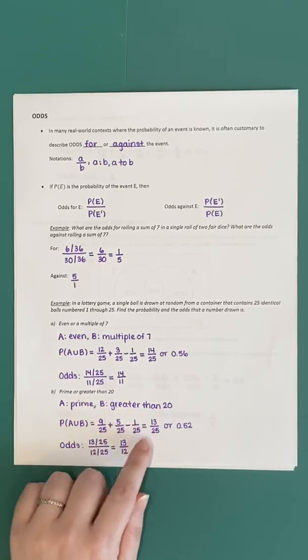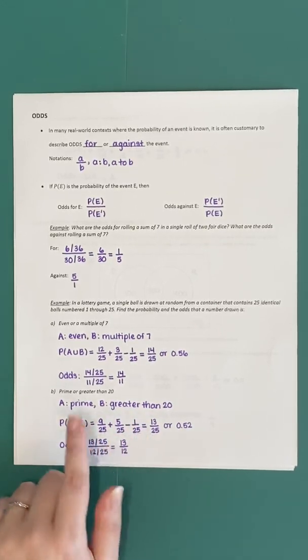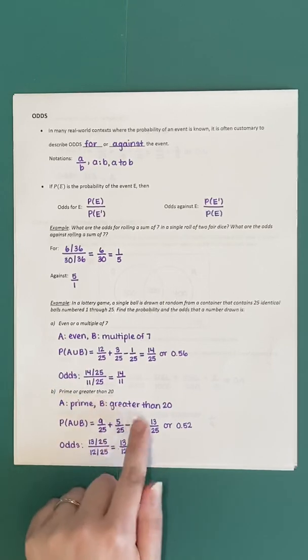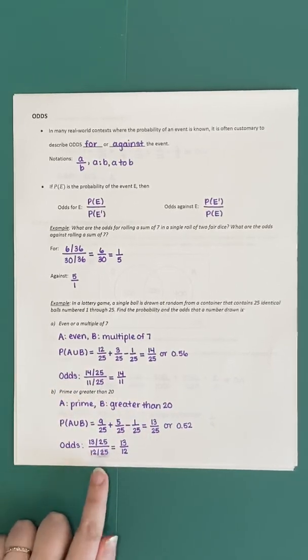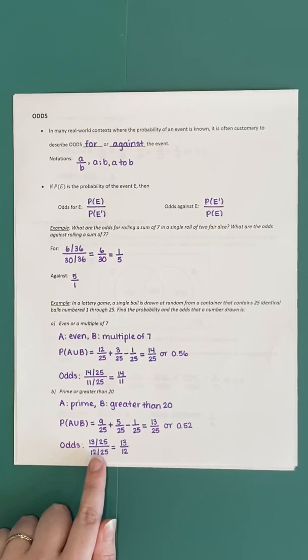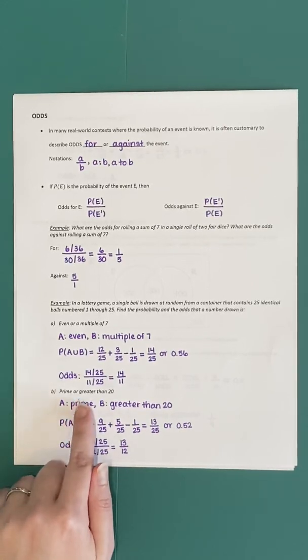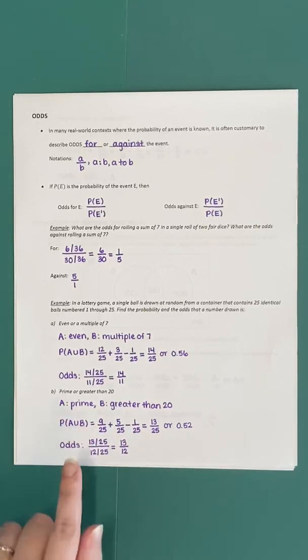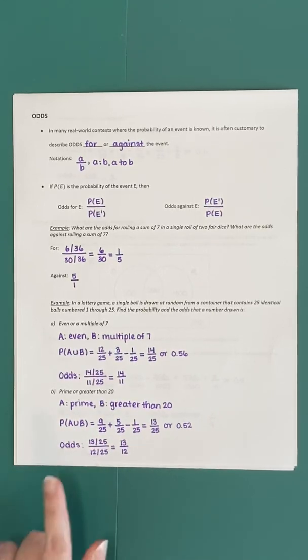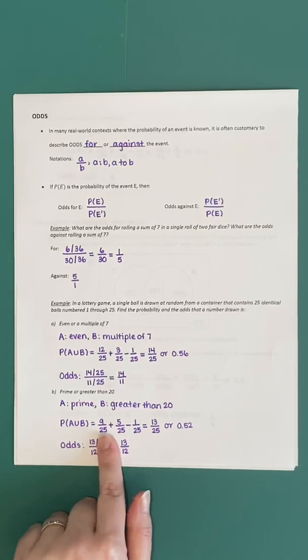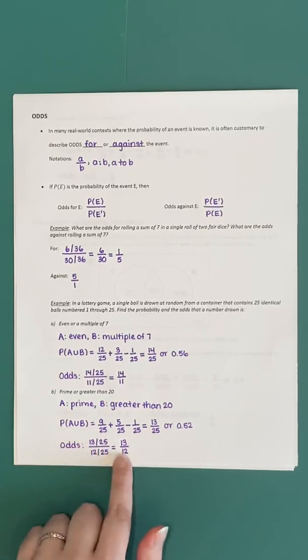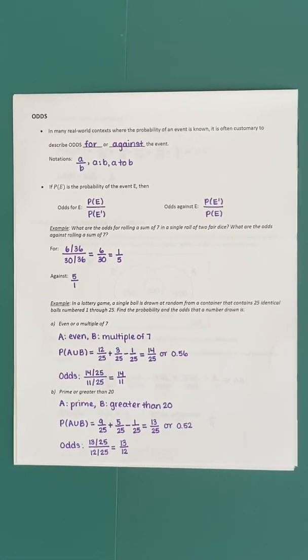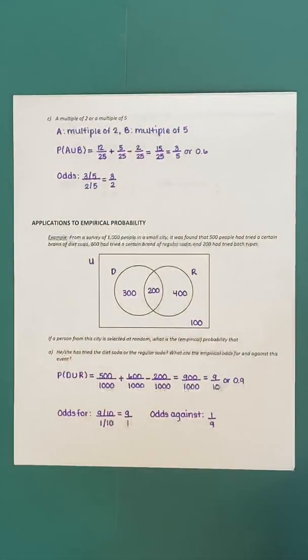Well, if 13 out of the 25 outcomes represent this event, then the other 12 out of 25 represent the complementary event. So getting something that's not prime, getting something that's not greater than 20. So 13 out of 25 over 12 out of 25, we can reduce that common denominator. So we have 13 to 12 as our odds. Okay, let's look at one more example, and then we will move on and we'll look at this in a different context.